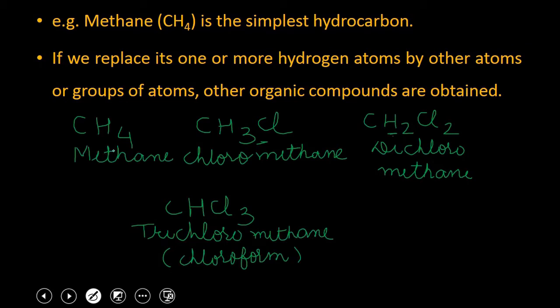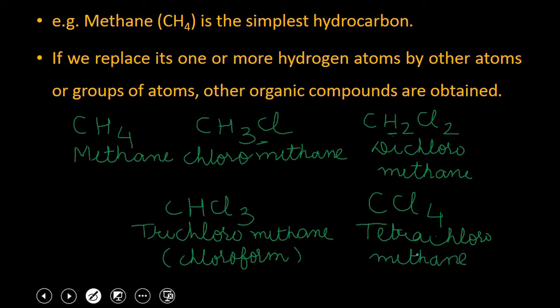In the last case, when the only hydrogen atom is replaced by chlorine atom, what is left here? We will get CCl4. CCl4 is called carbon tetrachloride, or its name is also tetrachloromethane. So I hope this is clear to you.